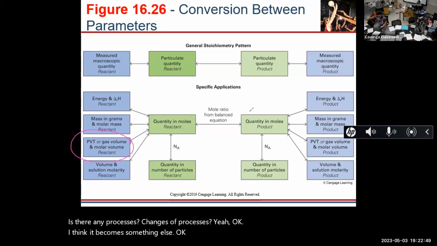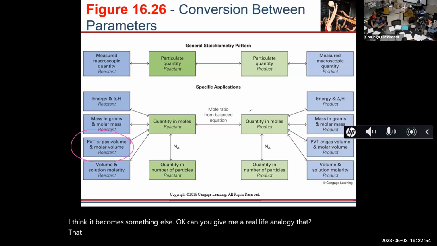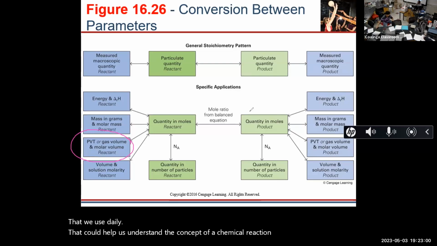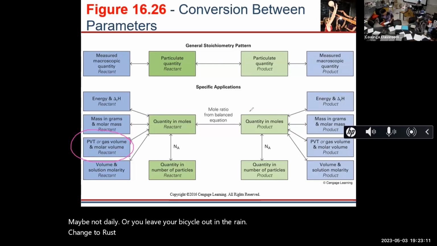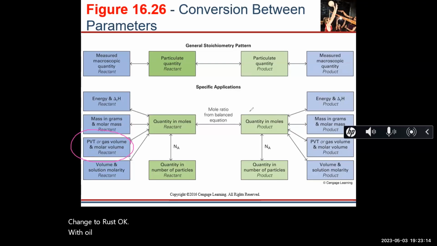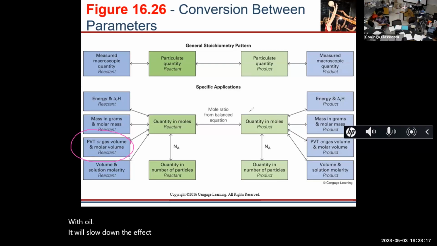Okay. Can you give me a real life analogy that we use daily that can help us understand the concept of a chemical reaction? Maybe not daily, or If you leave your bicycle out in the rain, the damp will cause the chain to rust. But if you protect the chain with oil, it will slow down the effect. Okay. That's good. So that's a good analogy of a chemical reaction. But can you give me a good analogy of a balanced chemical equation?